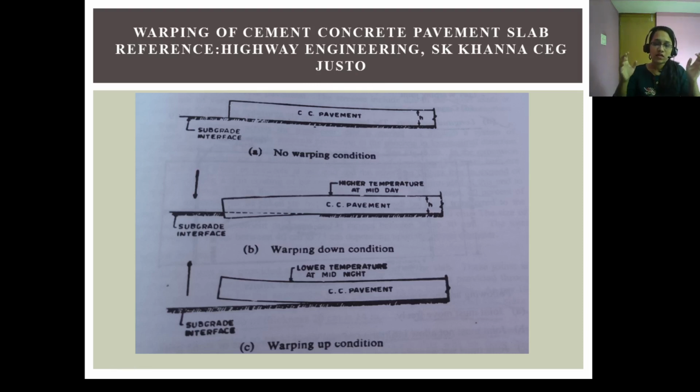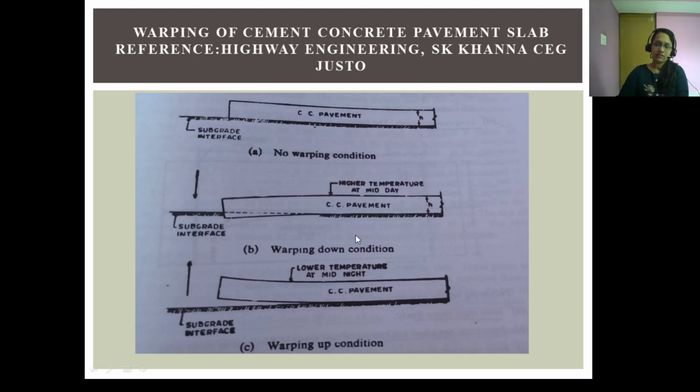You can see in this figure the slab movement takes place in the vertical direction, which is due to the temperature differential between the top and the bottom of the pavement slab. During midday, the top of the pavement slab has higher temperature than the bottom of the slab. This causes the top fibers of the slab to expand more than the bottom fibers, and the slab will curl at the edges, as shown in this figure. This phenomenon is known as the warping down of the slab.